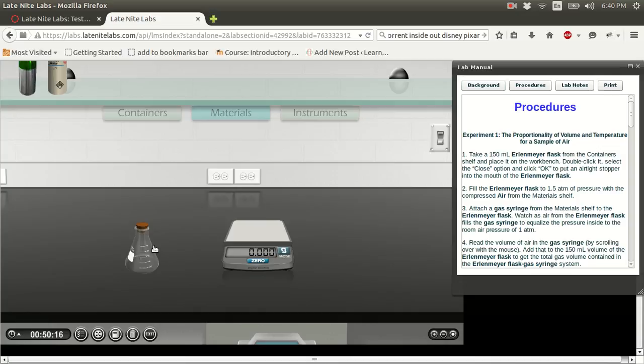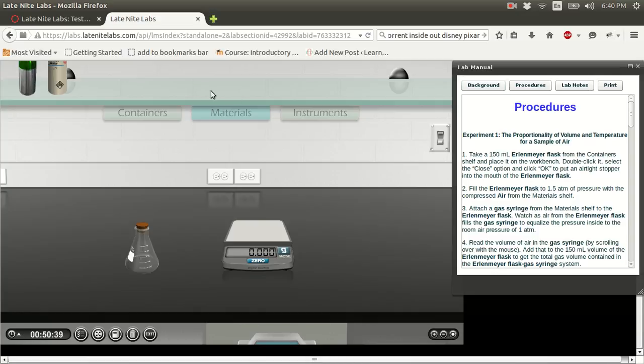Since this is software, we can't do that. And we're not going to do that. We're just going to assume that you have 150 milliliters of air in this 150 milliliter Erlenmeyer flask, okay? I will file a complaint with the Late Night Labs people to tell them that this is inaccurate. But in the meantime, we're just going to have to make do.